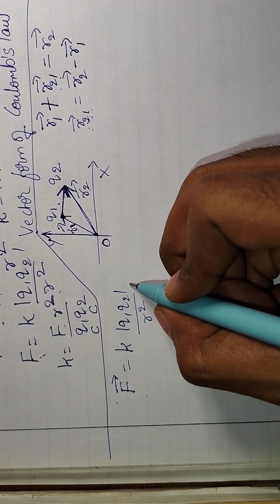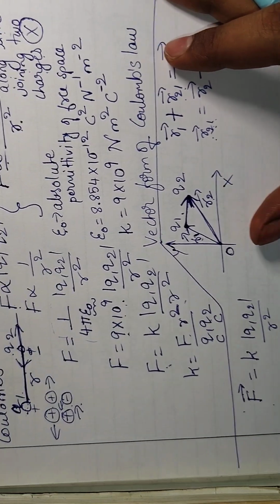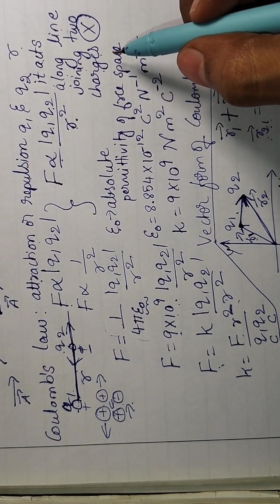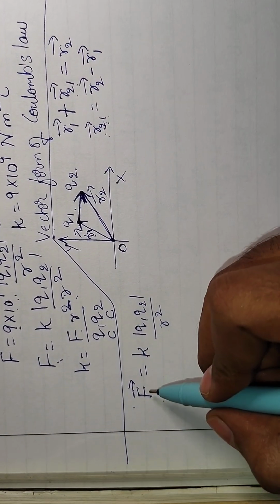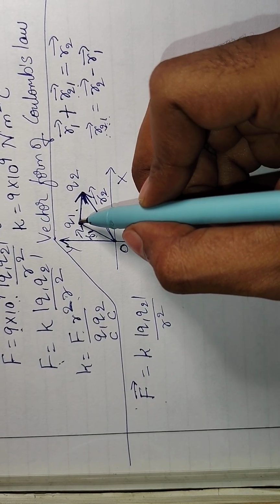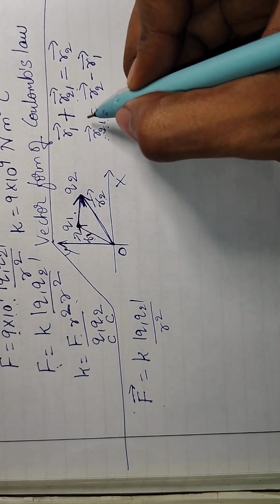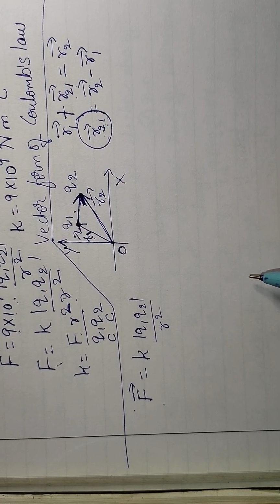A vector should always be equal to another vector. Now, what is the direction of this force? I have already told you, force always acts along the line joining the two charges. So, this particular force is acting along the line joining the two charges. Which is the line joining two charges? This r21 vector is the line joining the two charges.